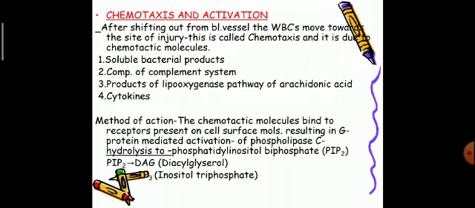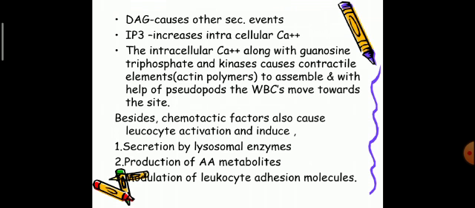Hydrolysis into the phosphatidylinositol biphosphate, that is PIP2. Now the PIP2 can also be converted into DAG, that is diacylglycerol, and IP3, that is inositol triphosphate. Now the DAG causes sequential events.